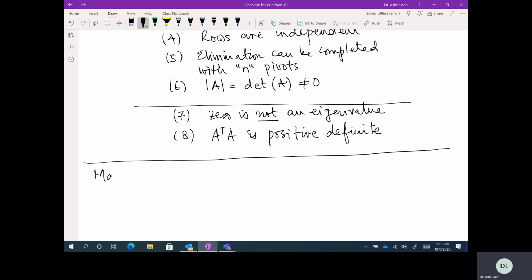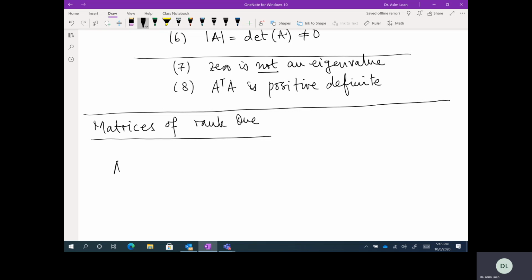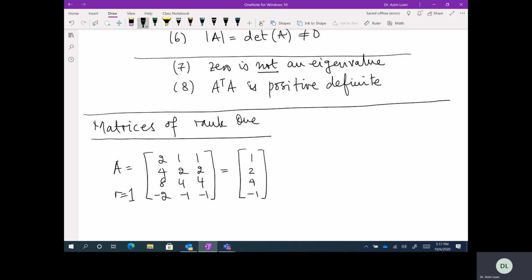Before we end today's lecture, what are matrices of rank 1? Matrices of rank 1 are also very important. So A is equal to [2 1 1; 4 2 2; 8 4 4; -2 -1 -1]. This is rank 1, so rank here is 1. So you can go home and check that the rank is 1. If the rank is 1, I can write this one as 1, 2, 4, minus 1. And here I can write 2, 1, 1. So this is simply U times V transpose. U is this vector, V is this vector.